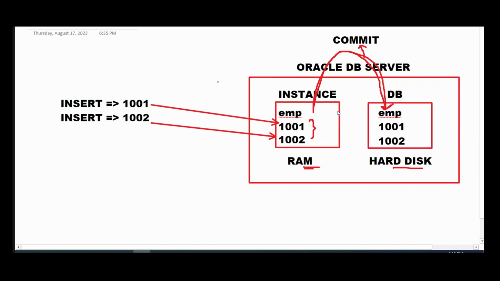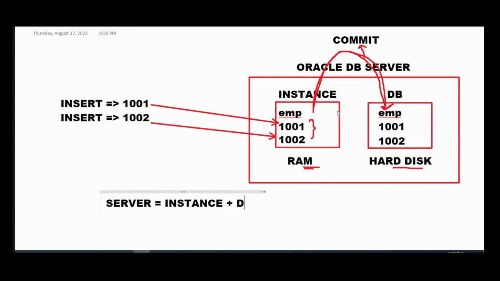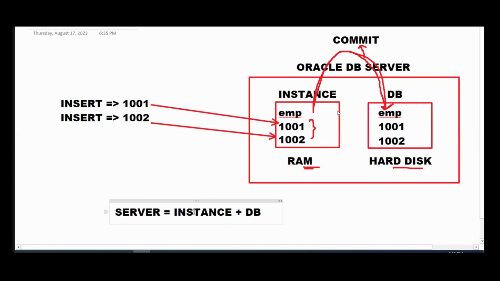See here, one more time I'm explaining. Listen. The machine in which we install Oracle, we call that the Oracle server. So when we use the term Oracle server, understand that the server contains two parts. One is the instance, another one is the database. The server is the combination of instance and database. Oracle server means the combination of Oracle instance and Oracle database.